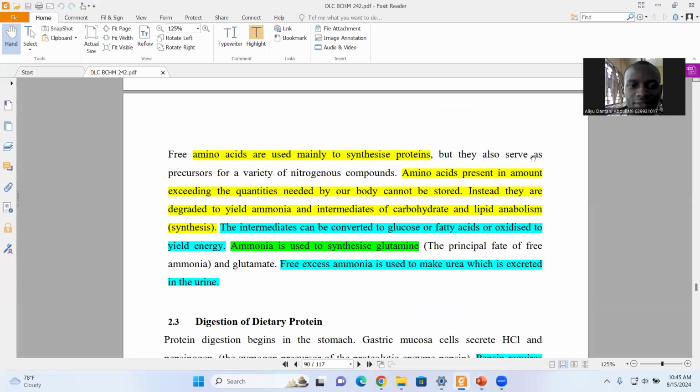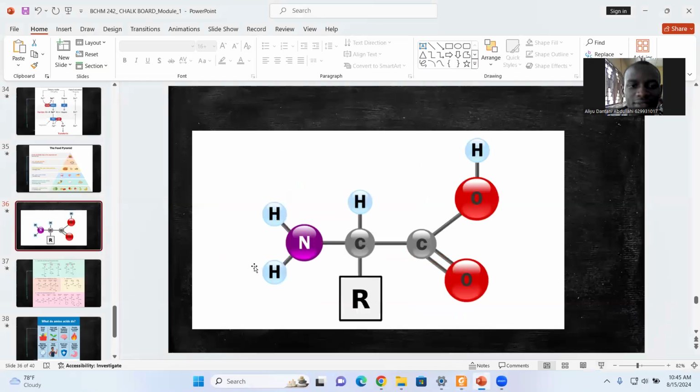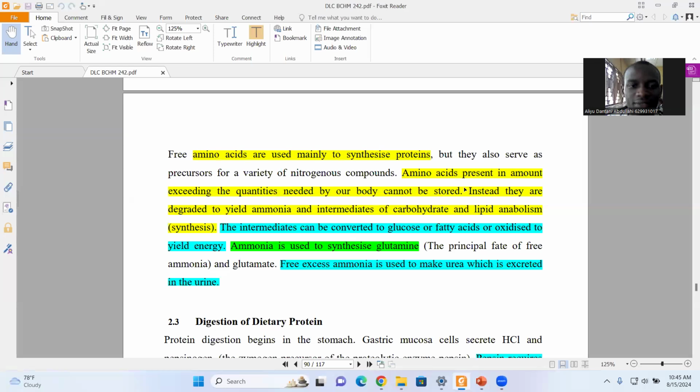So they also serve as precursors for a variety of nitrogenous bases, and we know why, because of this amino group that's present in the basic structure of an amino acid, okay? Amino acids present in amounts exceeding the quantities needed by your body, when you have excess and cannot be stored by the body, can be degraded to yield ammonia, which is going to be converted to probably urea and excreted from the body, or intermediates of carbohydrate and lipid metabolism.